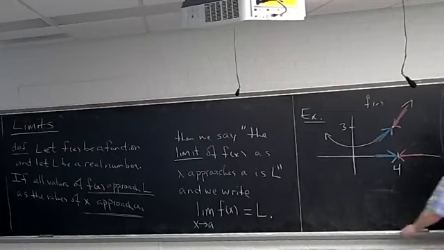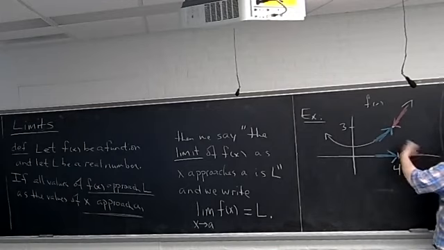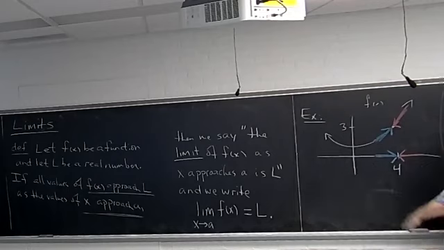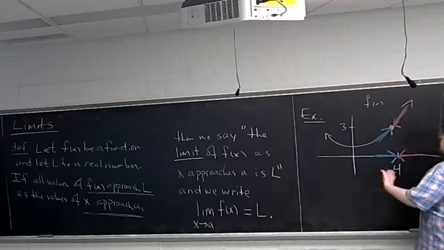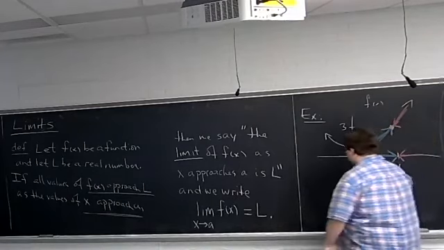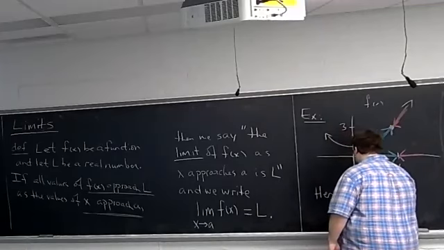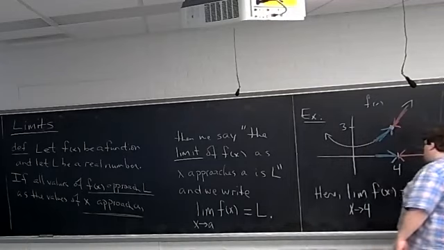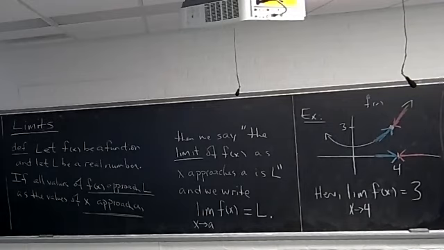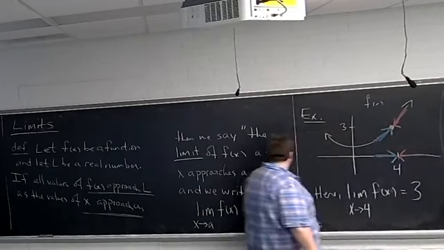And in this case, we look back at our definition: if all values of f of x approach L as x approaches here 4, well, do all values of f of x approach a number as x approaches 4? Well, yes, they do. No matter which way we get to 4, the function is going toward this point, which has y value of 3. So here, the limit as x approaches 4 of our function equals 3. And we saw that by looking at all different ways we could approach 4. Any questions about that one?